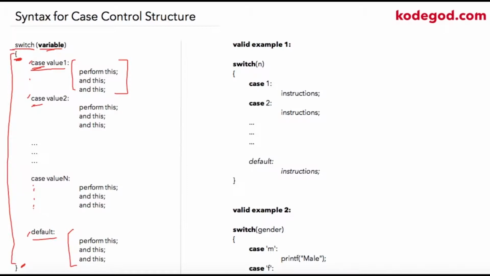So let us take a valid example. Assuming a value n which is provided by the user, if n is equal to 1, then this case will be executed. This case will be true and all the instructions inside this case block will be executed. Alternatively, if n was equal to 2, then this block will be executed. If we assume that n was equal to 3, then these two cases will be ignored and this part will be executed.